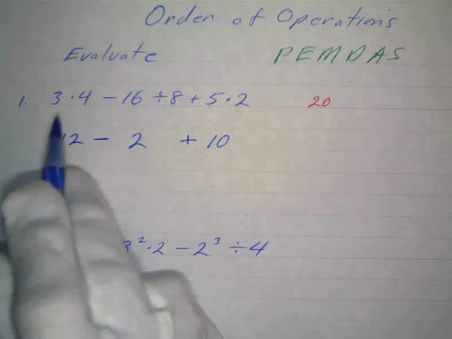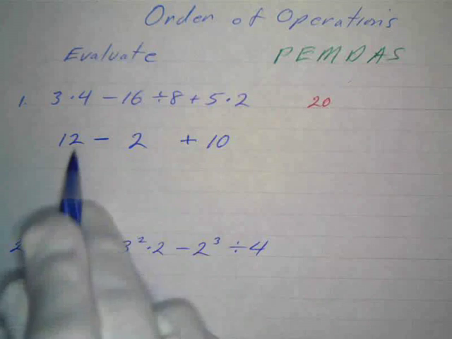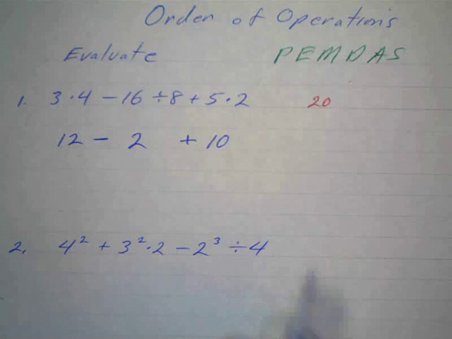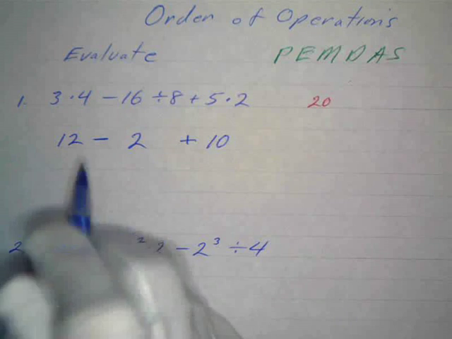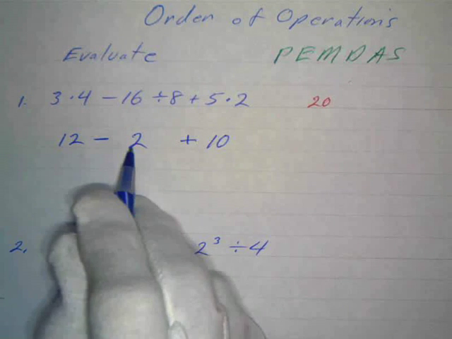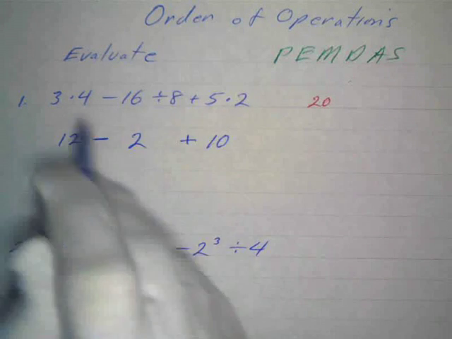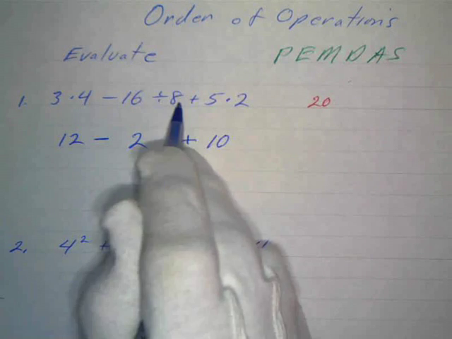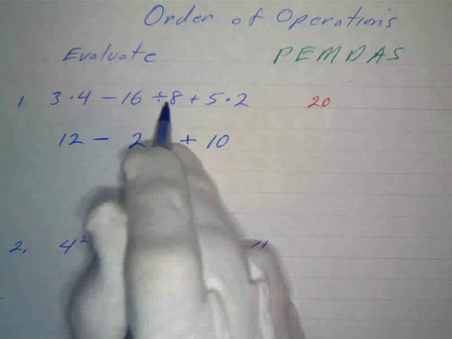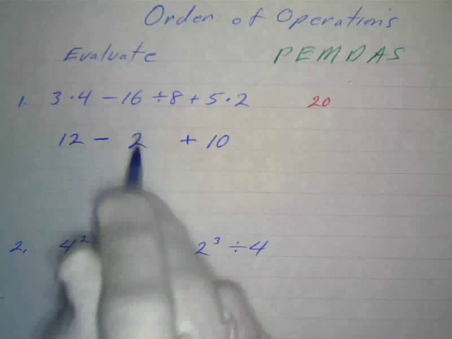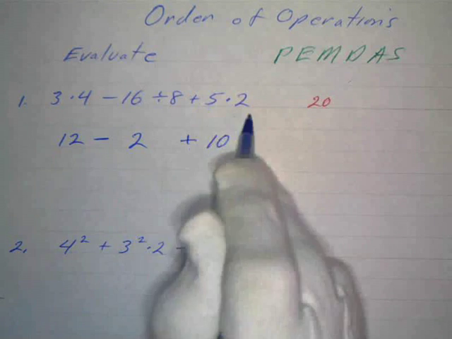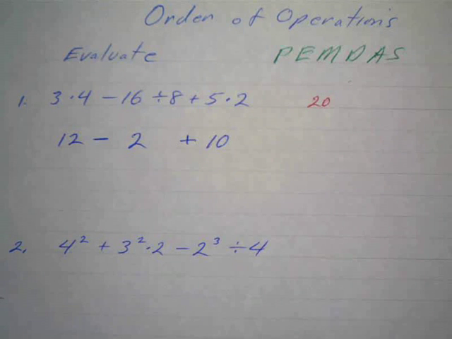So there I did my multiplications and divisions from left to right, but I'm going to save the addition and subtraction to the next step. Now I add or subtract from left to right. So what's 12 minus 2? Now in reality, we're actually substituting. So instead of writing 3 times 4, we're writing 12. Instead of writing 16 divided by 8, we're substituting 2. It's the same thing. And then 5 times 2 is 10. So instead of writing 5 times 2, we're substituting 10. So the reasoning for that is usually called substitution.